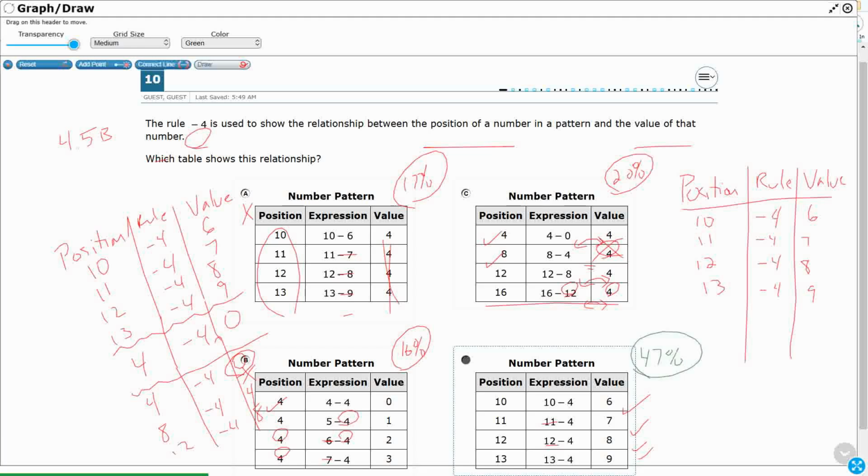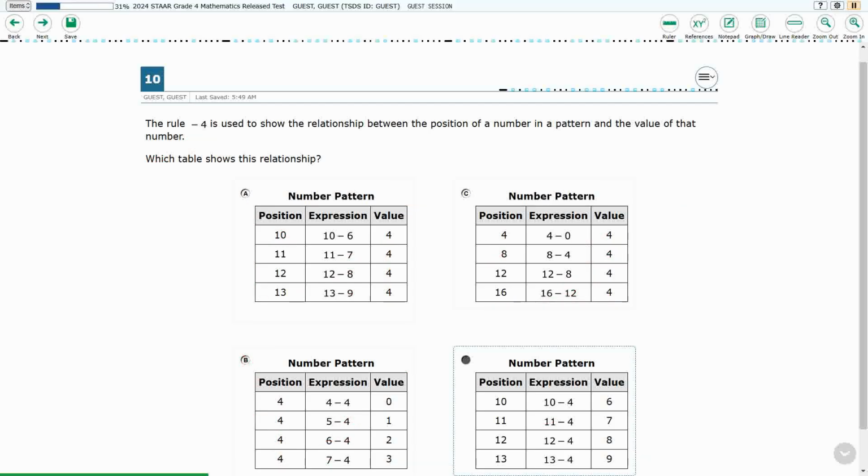We had 47% of our students, less than half, get this correct. So this is the 13th most difficult item. And so this just takes a lot of practice to really set up that rule like it says between the position and the value.